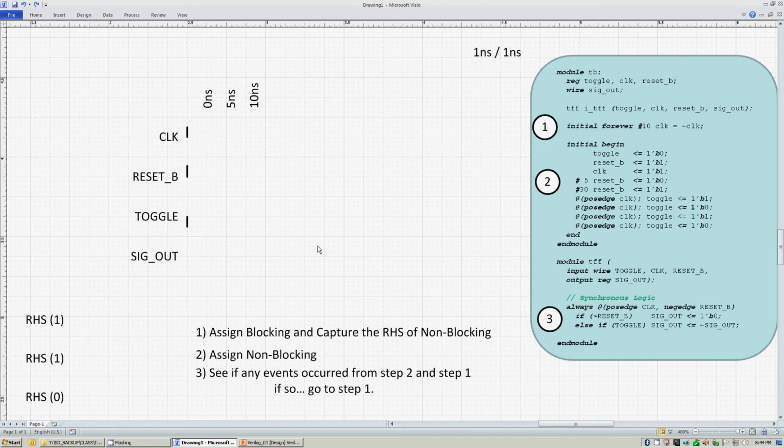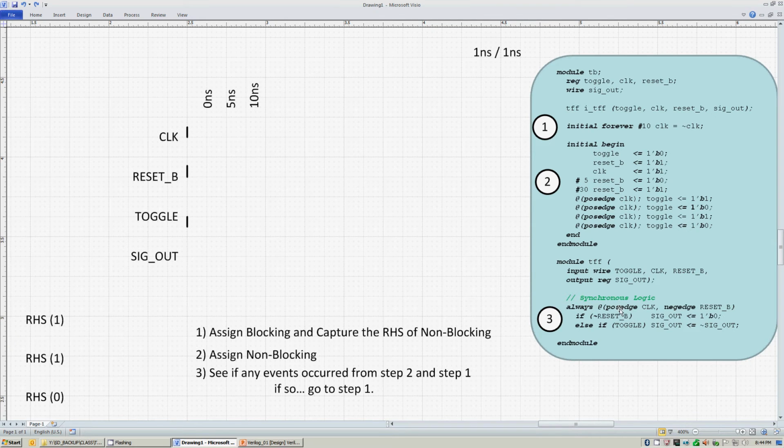Upon the assignment of all those, we go to see if any events occurred. Yes, an event did occur. Did an event occur here? No. Did an event occur here? No. We're not sensitive to anything. So an event occurred here at positive edge clock, and so we wake up this process.